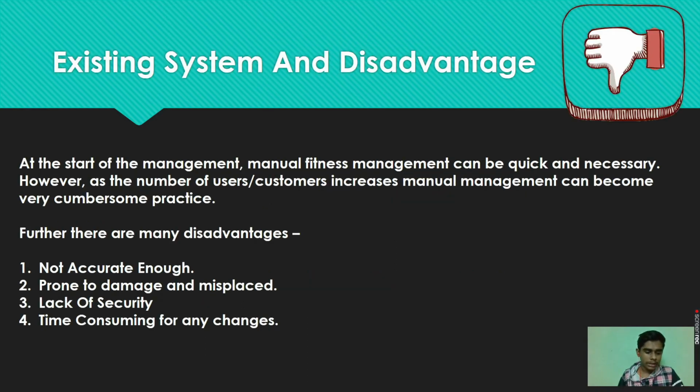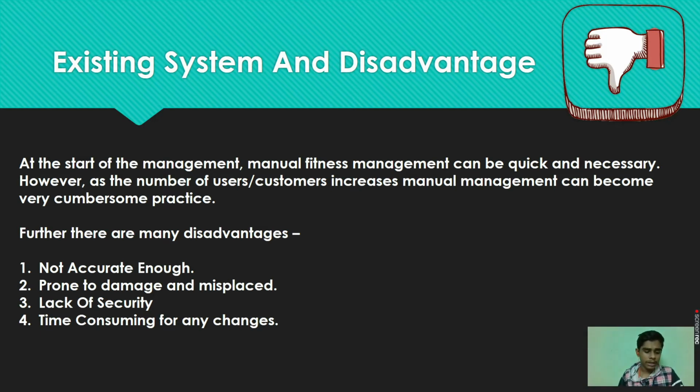Now, let us discuss the existing system and its disadvantages. We know that at the start, manual fitness management can be quick and necessary. However, as the number of users or customers increases, manual management can become a very cumbersome practice. Further, there are many disadvantages. It may not be accurate enough. It is very prone to damage and at high risk of being misplaced. Moreover, there is a lack of security, and any changes take a lot of time.